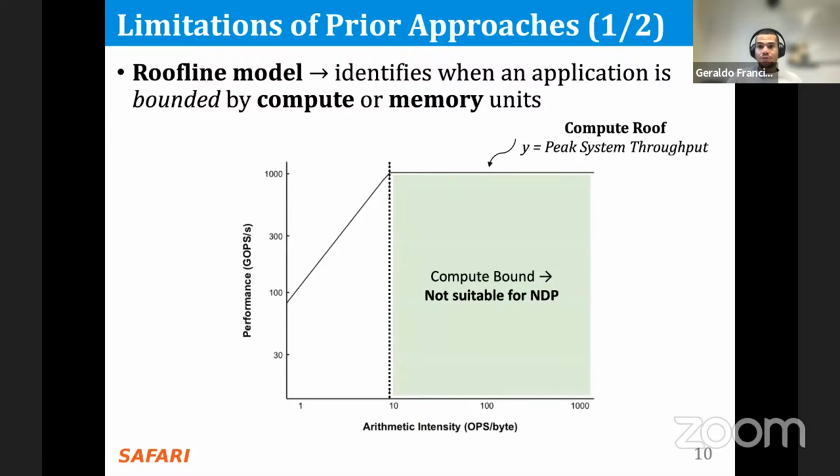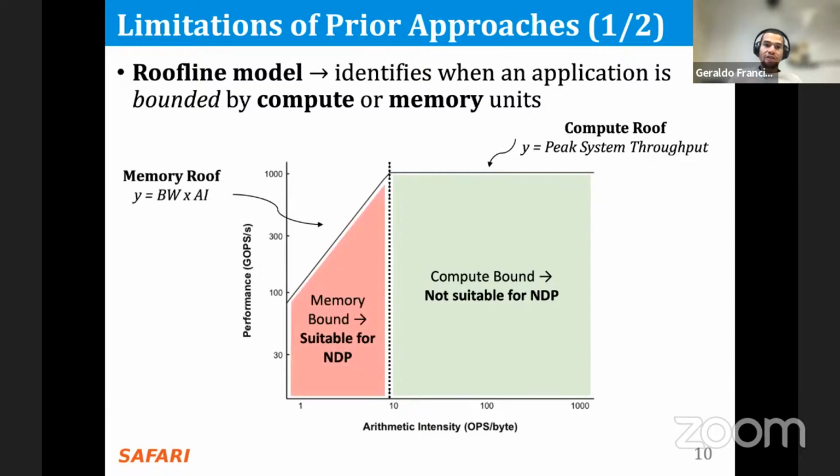The first line, which is called the compute roof, is defined as the peak system throughput. Applications that lie below this line are called compute bound applications, and often prior works have said that compute bound applications are not suitable for near data processing acceleration. The other line is called the memory roof and is defined as the maximum DRAM bandwidth times the arithmetic intensity of the application.